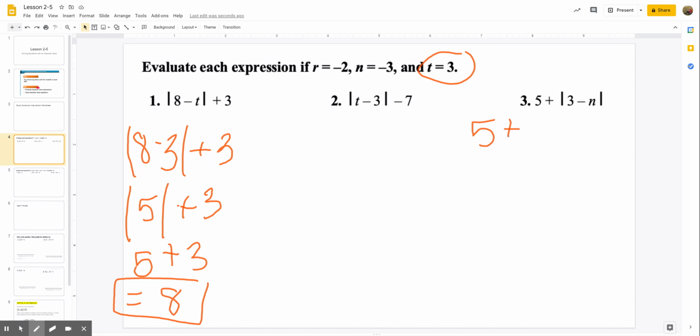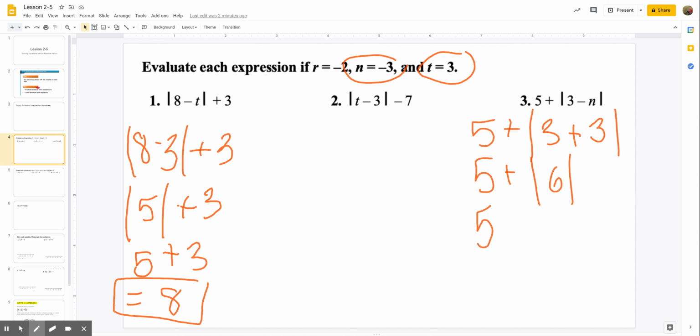So here we have 5 plus the absolute value of 3 minus n. n is -3. Minus a negative actually makes this into plus 3. So now we have 5 plus the absolute value of 6. 6 is 6 away from 0. So it just becomes 5 plus 6, which is 11. Pretty straightforward.